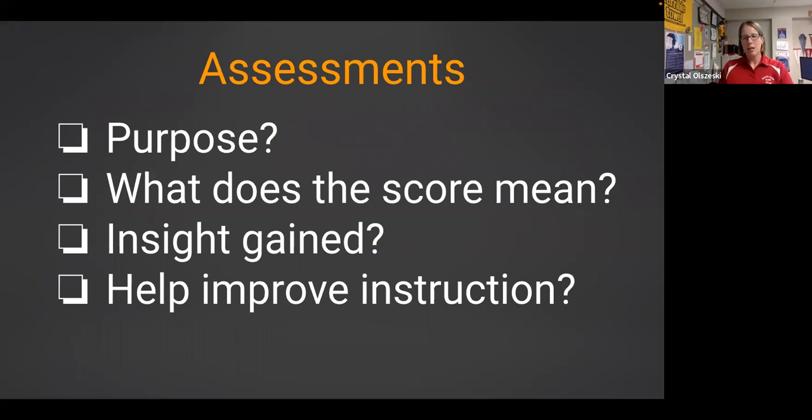Anytime we're talking about assessments, formative or summative, we want to think about the purpose. What is that score actually meaning? Which goes back to our 4 people here. What are you looking to get? How is it going to help improve instruction and move your students forward in your classroom?